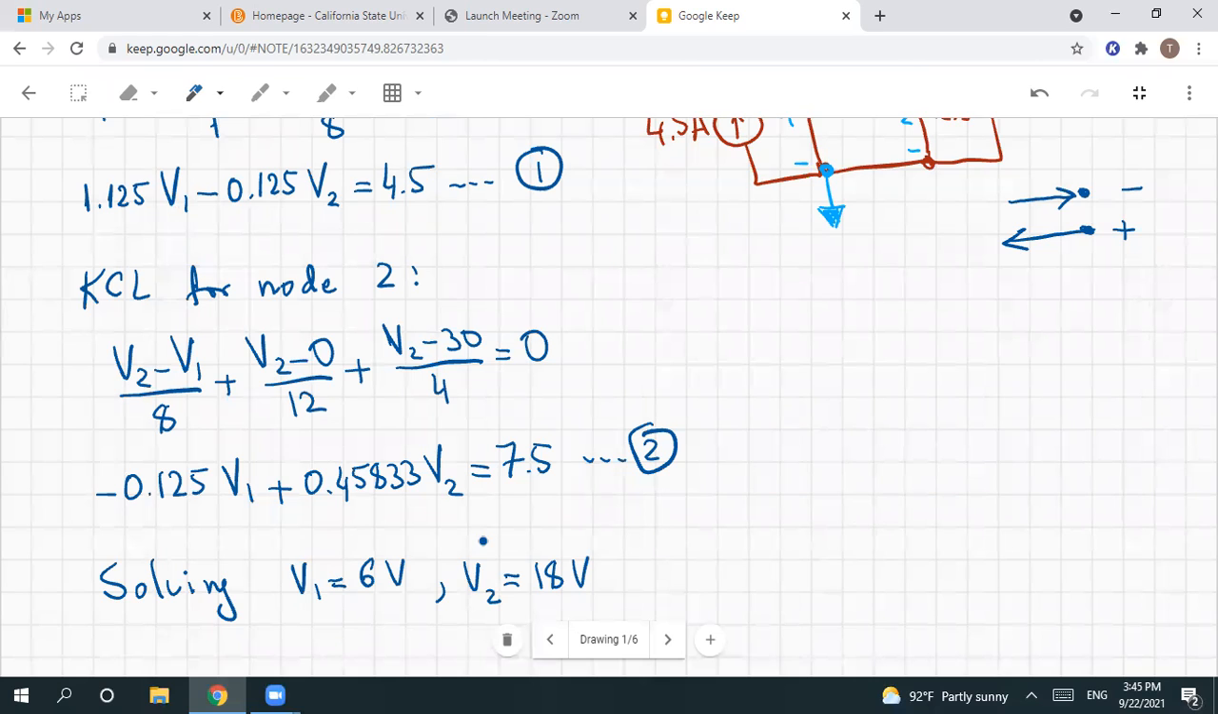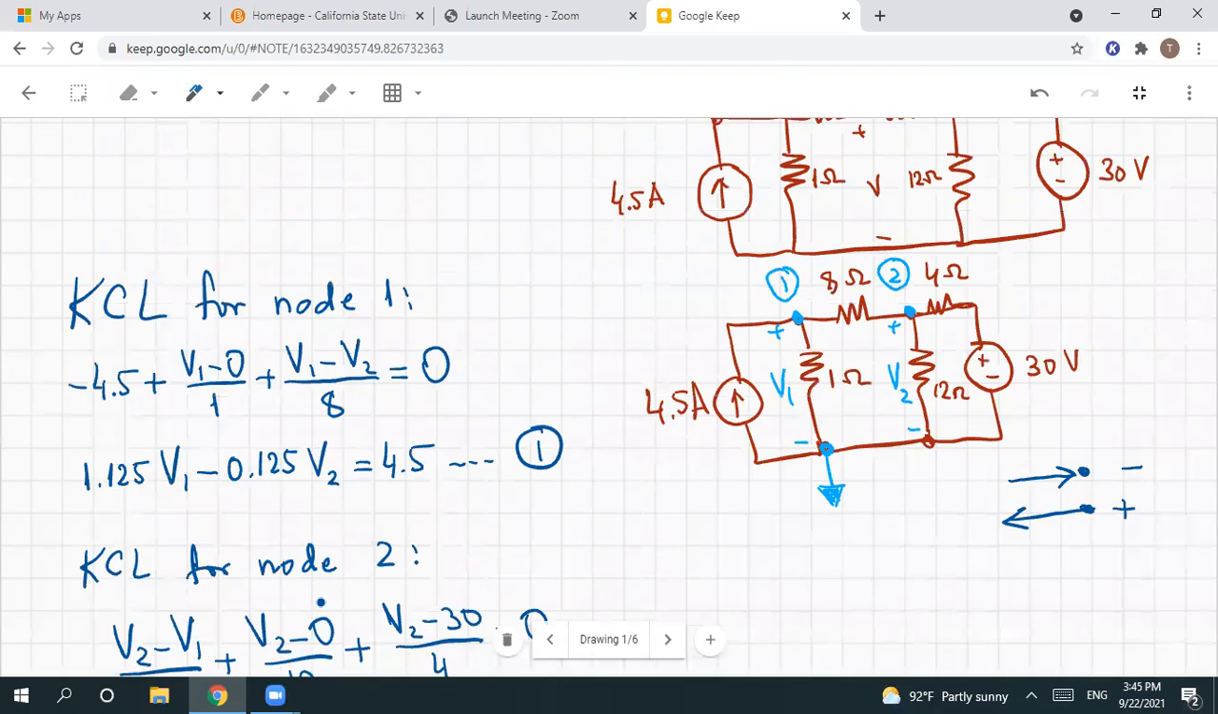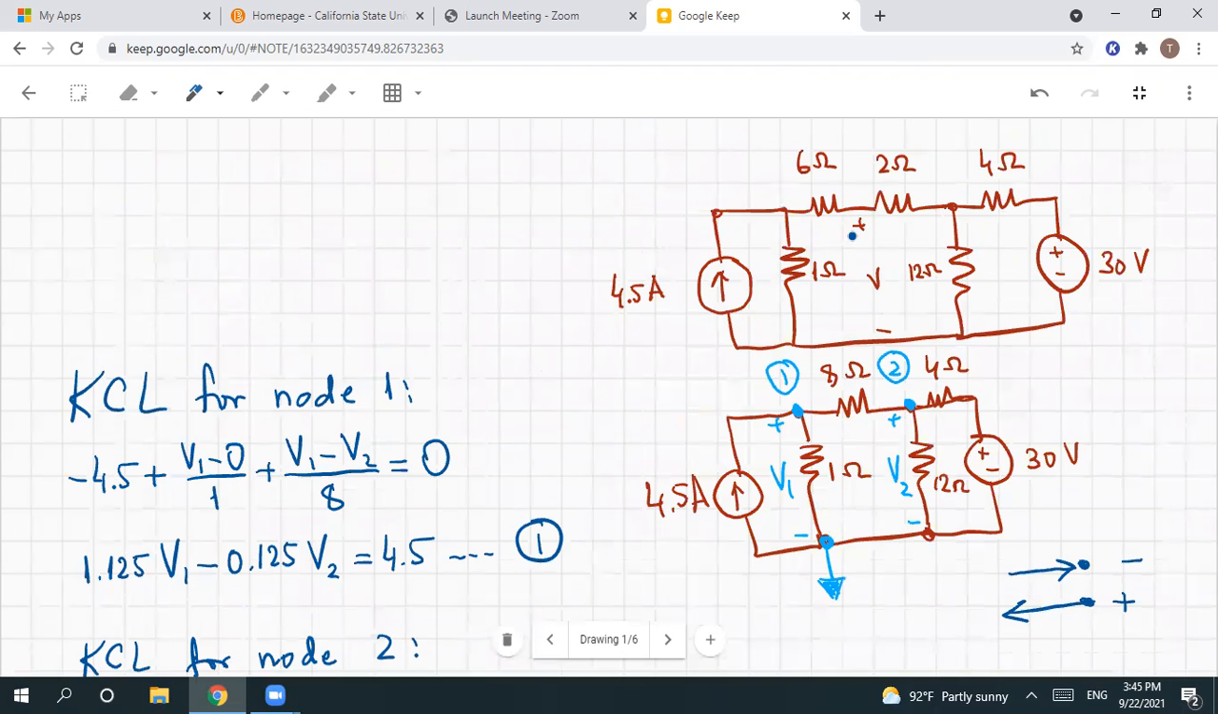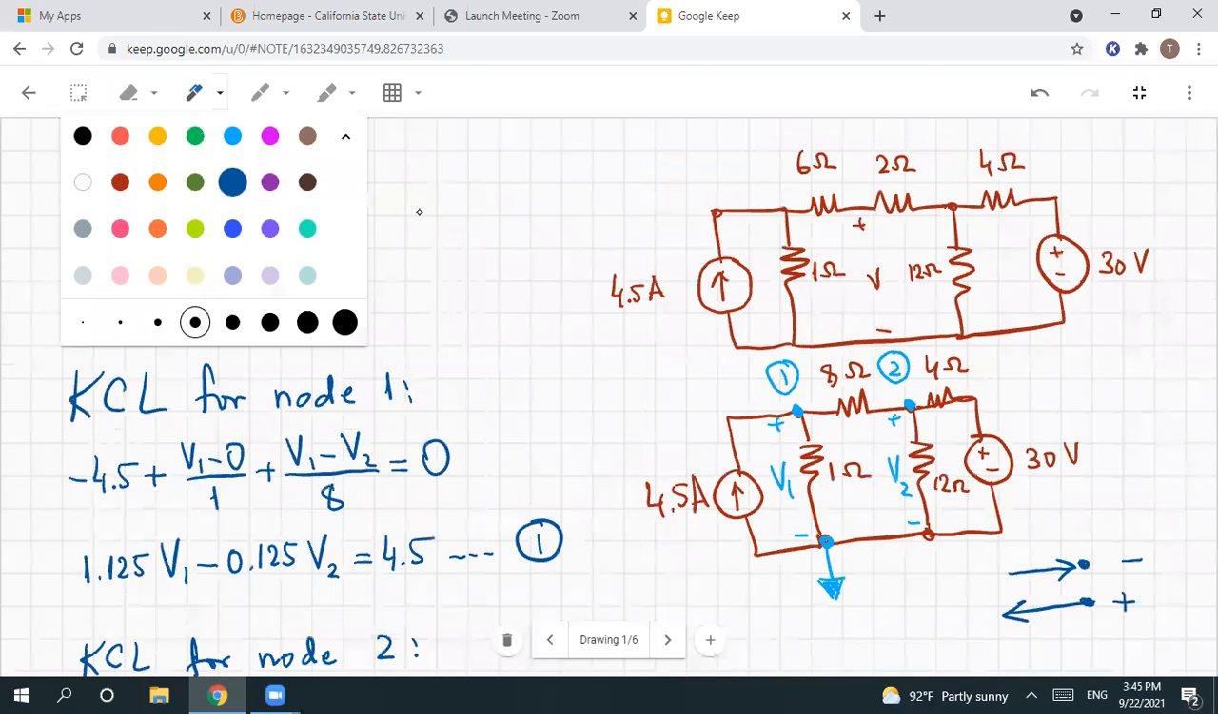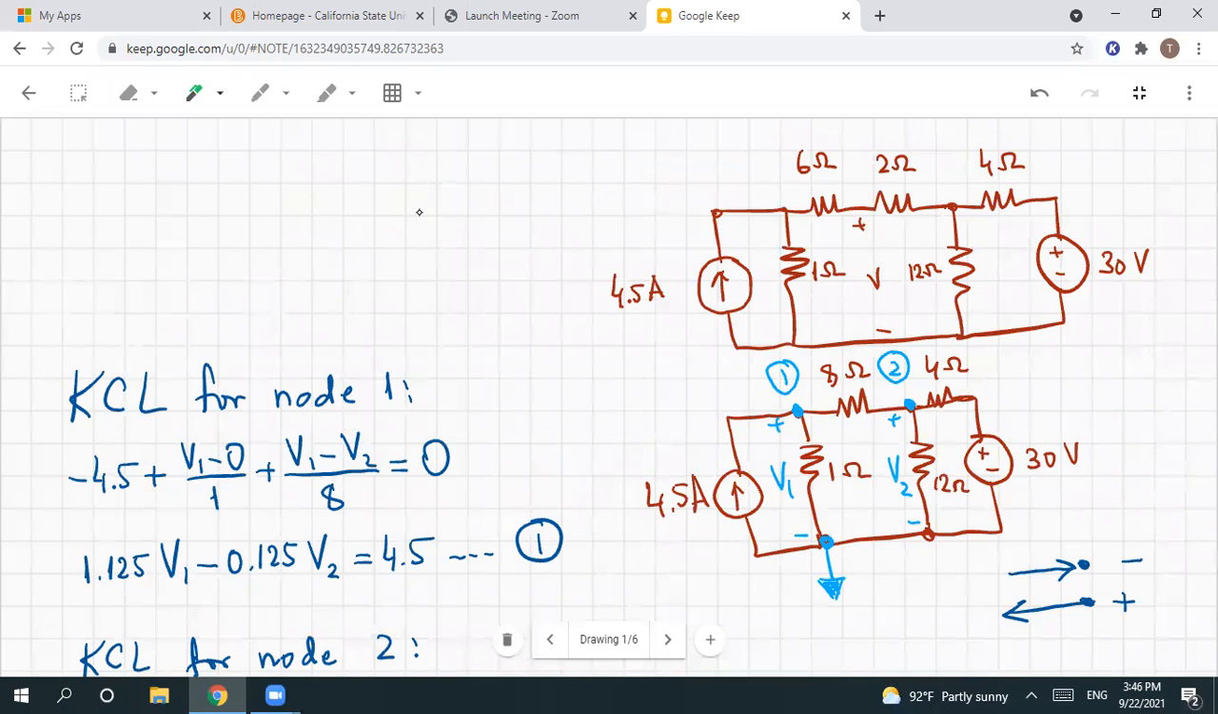Okay, but this is not what is requested in this problem. In this problem, we need to find the voltage here, V, and the voltage here, which can be found using KVL. So I can use KVL in this direction.